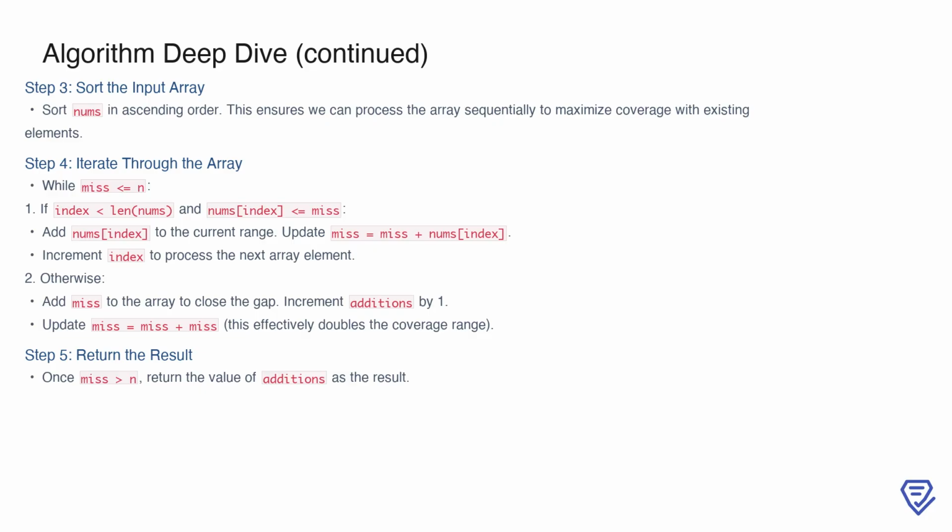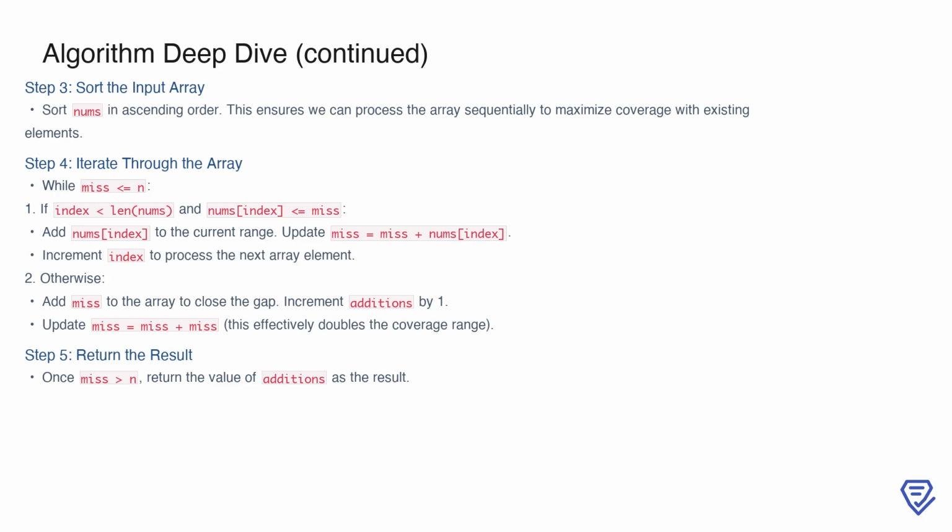Once sorted, the core of the algorithm involves iterating through the array while ensuring that all numbers up to n are covered. If the current element in nums is less than or equal to miss, we include it in the range by adding its value to miss, effectively extending our coverage. We then move to the next element in the array.